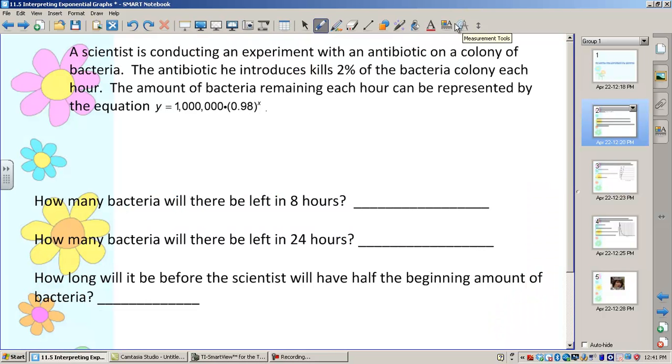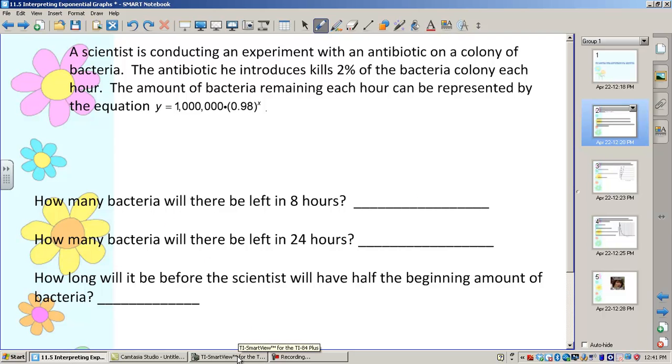A scientist is conducting an experiment with an antibiotic on a colony of bacteria. The antibiotic that he introduces kills 2% of the bacteria every hour, and the bacteria remaining each hour can be represented by that equation. And so they give you the exponential equation, and we're just asking questions. First question is, how many bacteria will there be left in 8 hours?